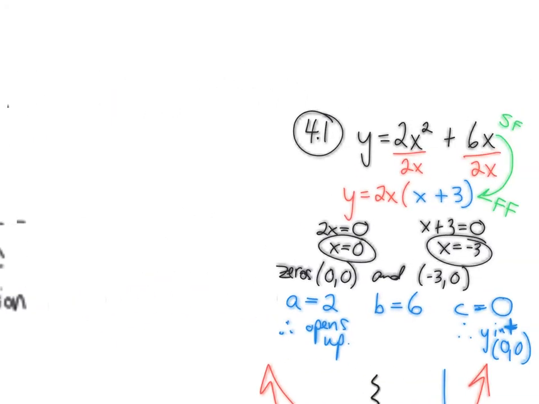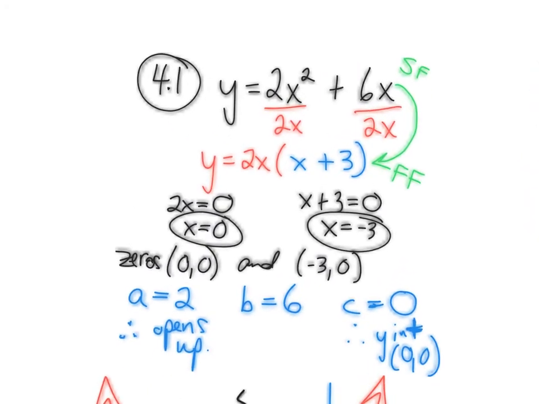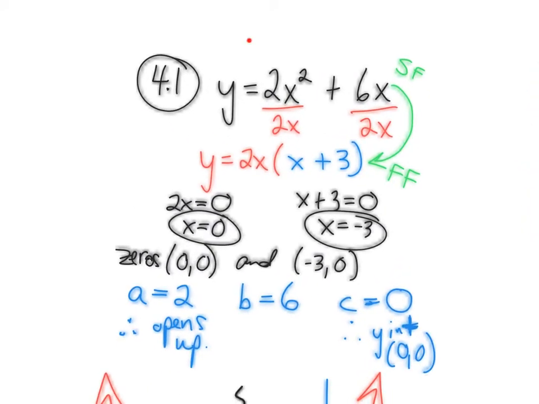And in this case, we're going to common factor. So the starting quadratic is y equals 2x squared plus 6x, and this is in standard form. We notice there's a common factor of 2x in each term, and when that gets factored out of the equation, in other words, we are dividing both terms by 2x, the result is 2x brackets x plus 3. And this is factored form.